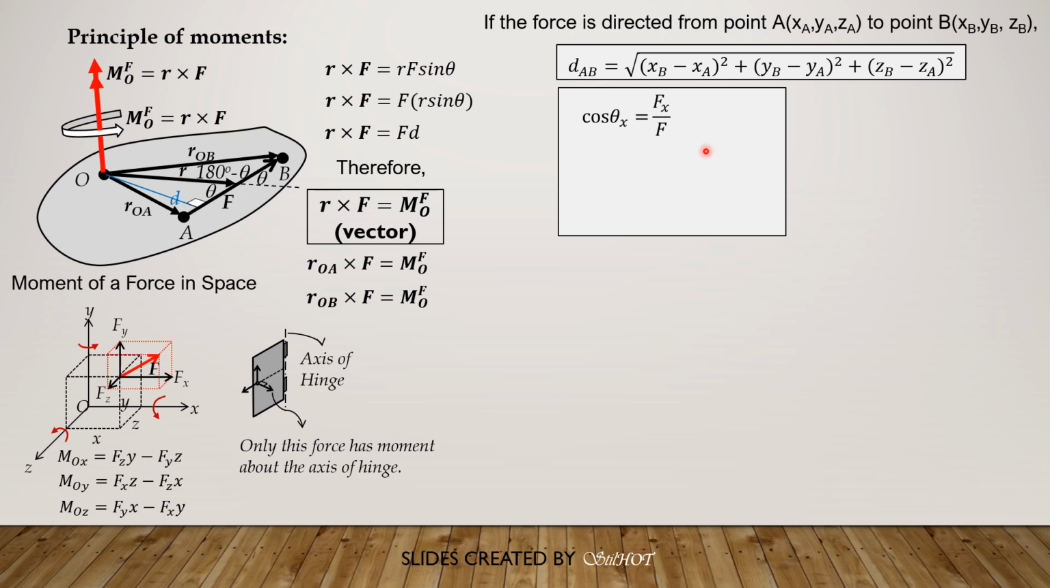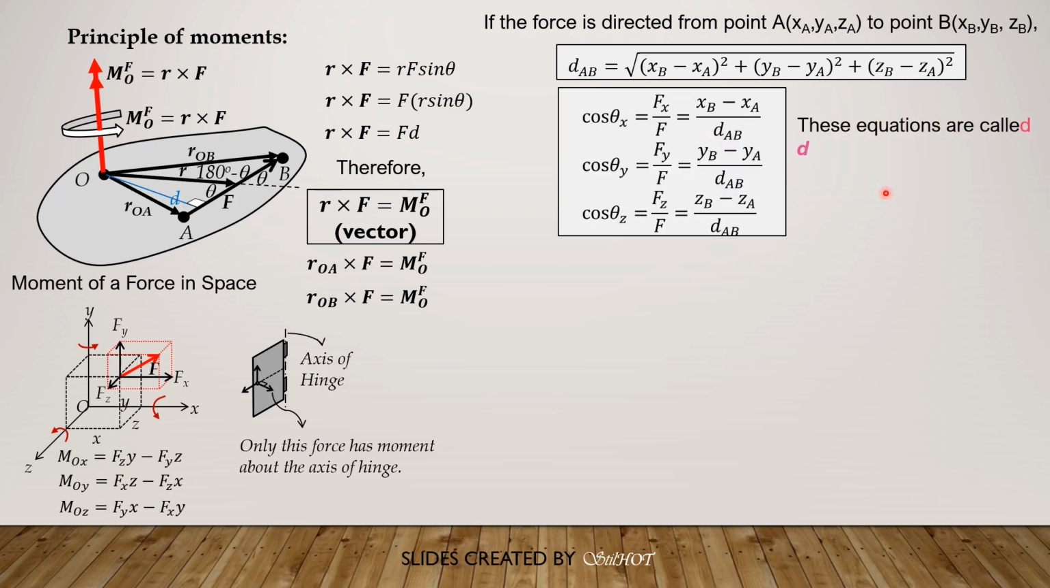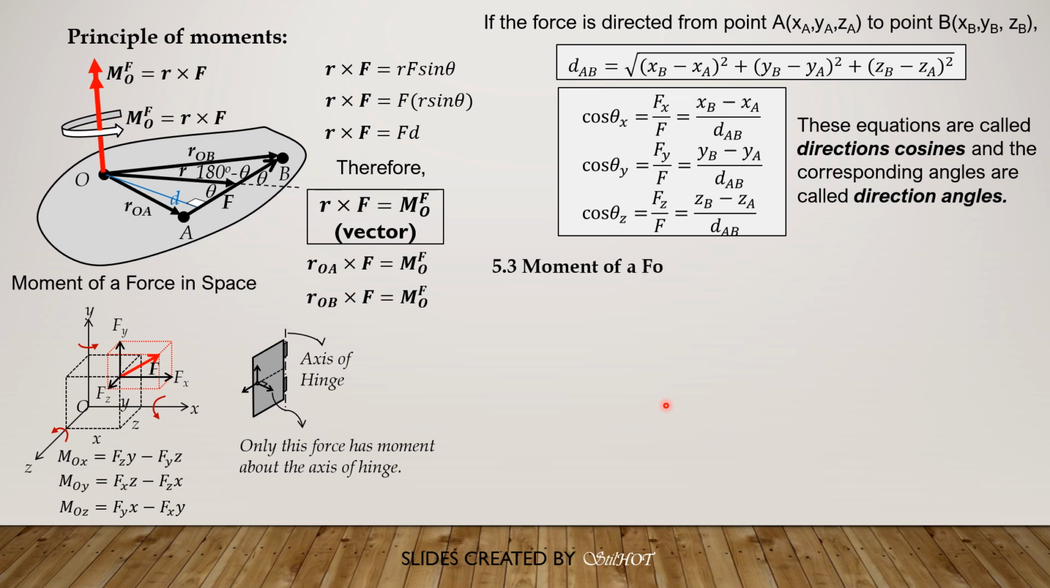And cosine theta x would then be Fx over F, or xb minus xa over distance AB. Cosine theta y would be Fy over F, or yb minus ya over distance AB. And cosine theta z would be Fz over F, the original definition, and with respect to distance, we have zb minus za over distance AB. So remember that these cosine theta x, cosine theta y, cosine theta z are called direction cosines, while the corresponding angles are called direction angles. And remember that the sum of the squares of these direction cosines is unity, or 1.